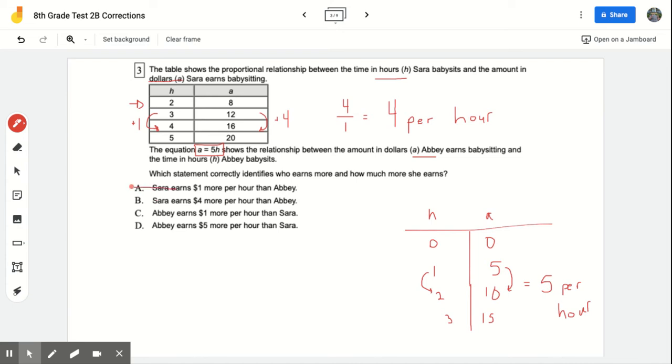We know that's not true. She's making less. Sarah earns $4 more. No, she's making less. Abby earns $1 more an hour. Yeah, if you compare 4 to 5, you could see Abby's making more money by $1.